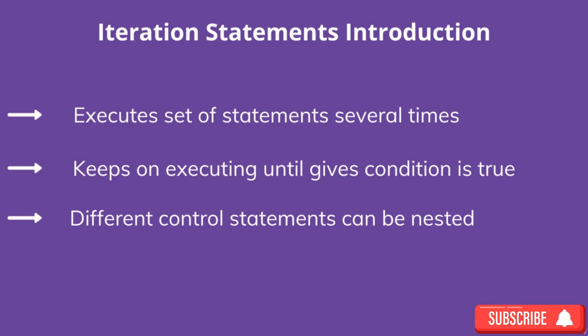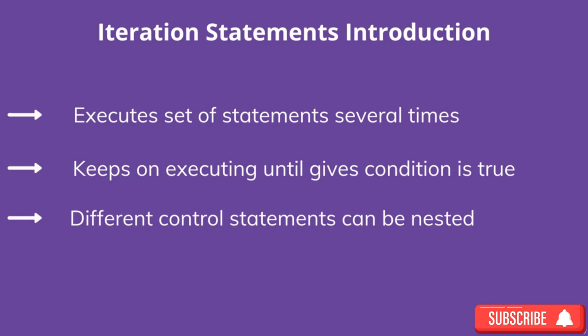So such things can be done by the iteration statements, as this is a statement which allows the execution of a particular block of code multiple times or several times. Whenever you write a loop, you will have to pass a condition, so that until that particular condition is true, the loop will keep on executing, and as soon as it is false, the loop will get terminated.